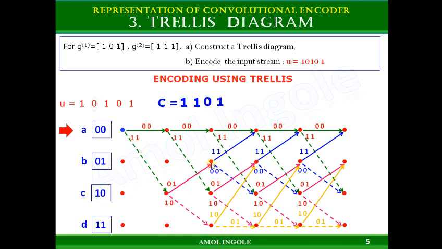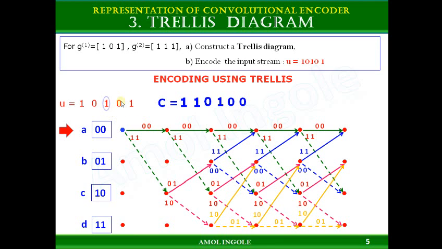Now you have to start with this time step. Next input bit is 1. So when the input bit is 1, you have to follow the dotted line from this step. Following the dotted line, it will give you output 0 0. So this 0 0 output should be written for the input bit 1.